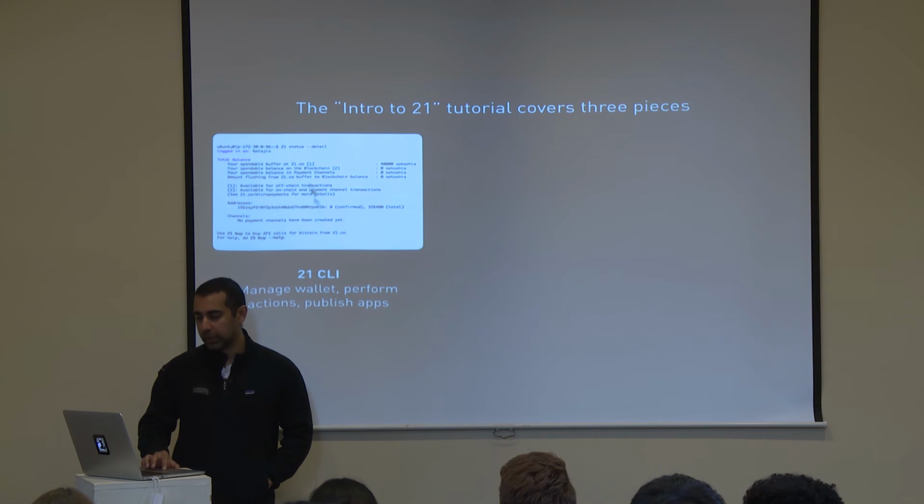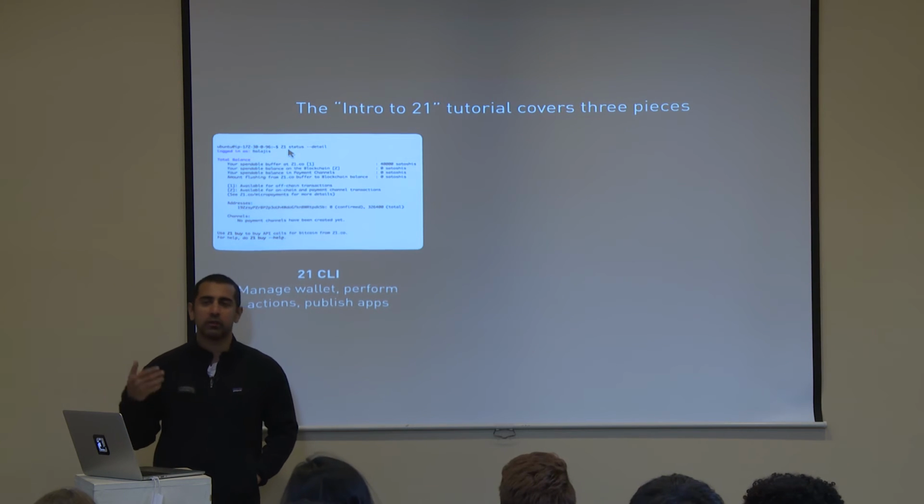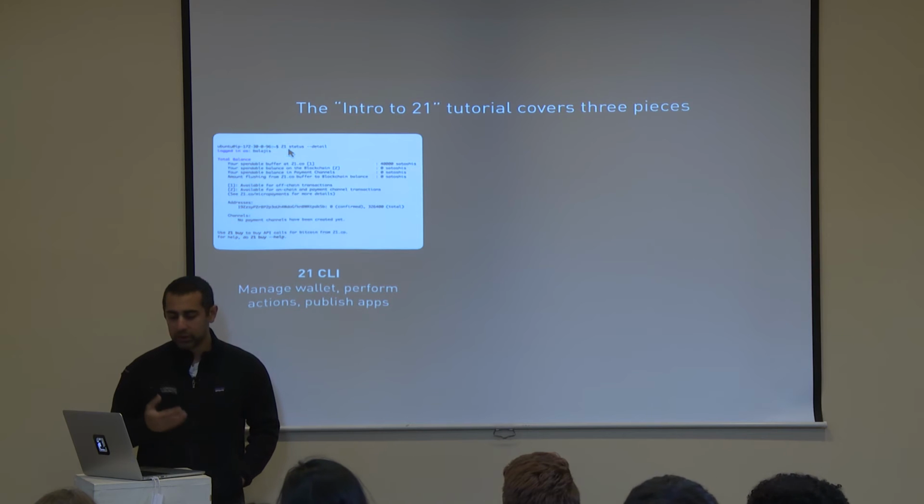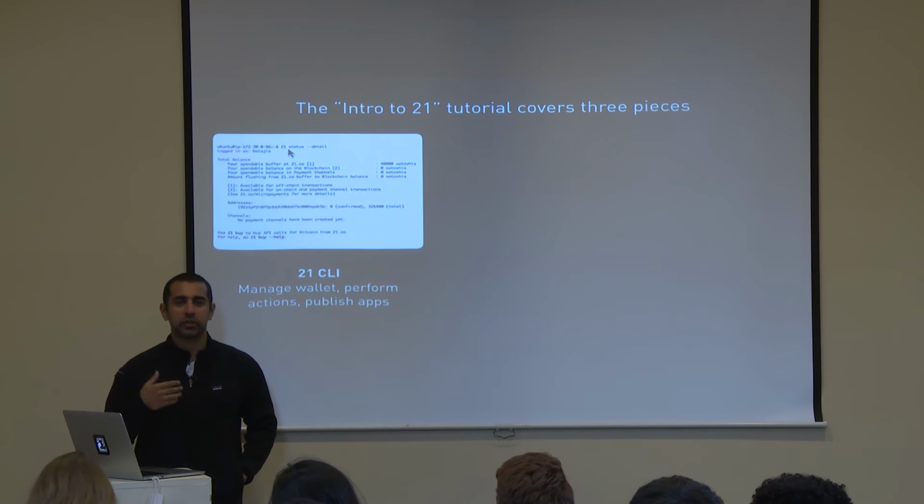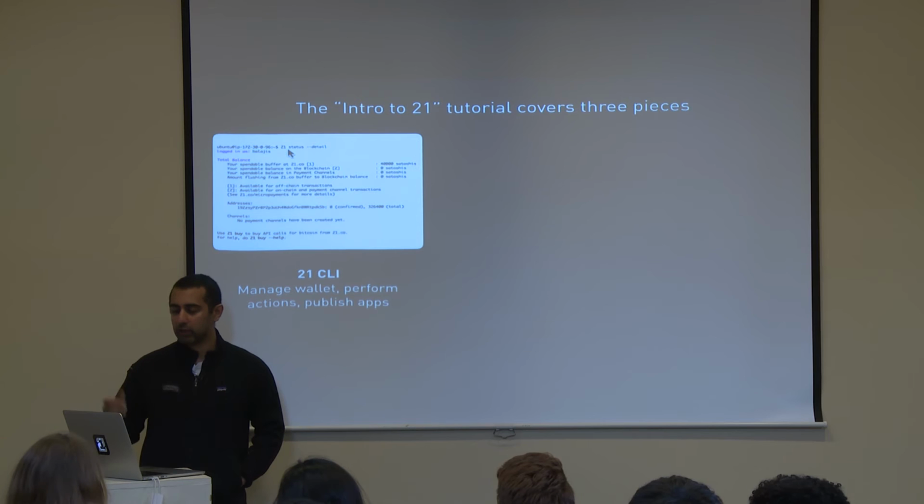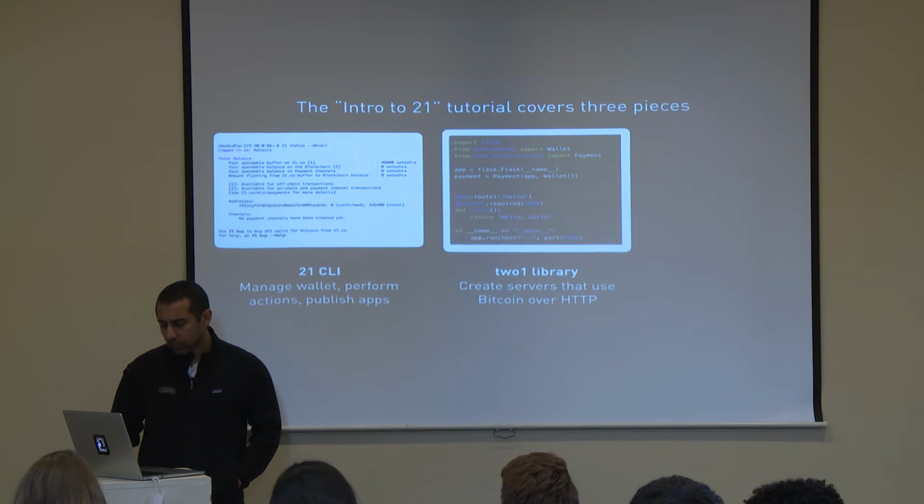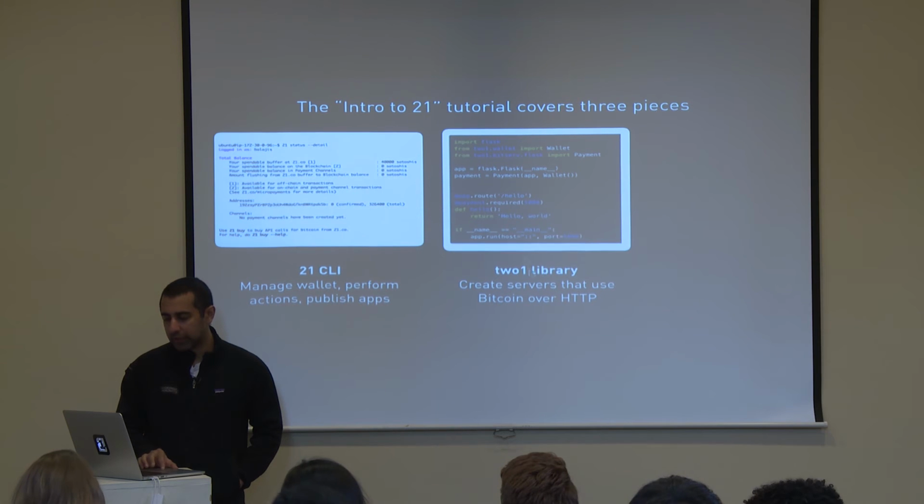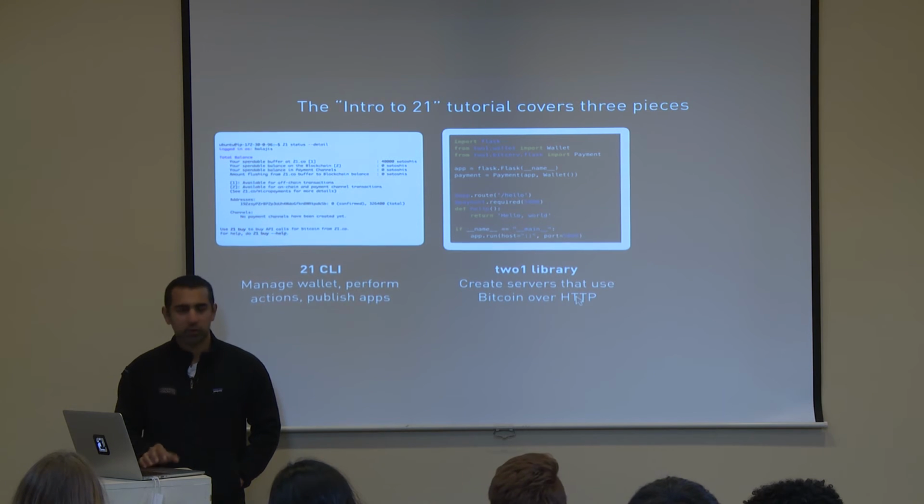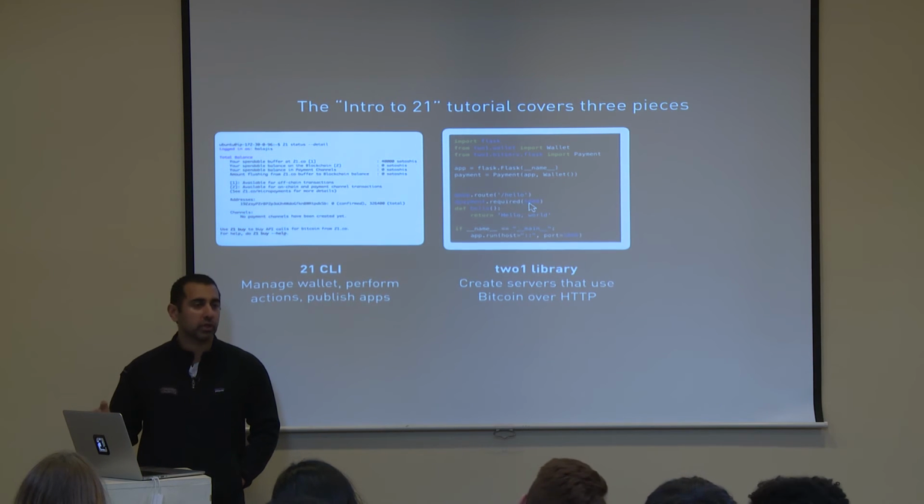First, it's got a command line, called 21, and it gives you access to your wallet. It lets you perform various kinds of actions like seeing your balance and moving keys around. It also allows you to publish apps, so you can do 21 sell and immediately turn any machine into something that's selling machine payable endpoints. The second thing is this 21 library, which is actually what underlies the command line, but it also allows you to create servers that use Bitcoin over HTTP. This is how you can build these machine payable endpoints yourself.